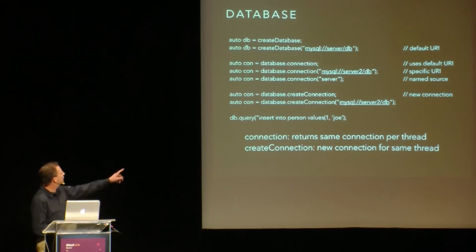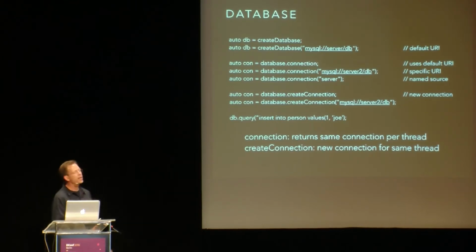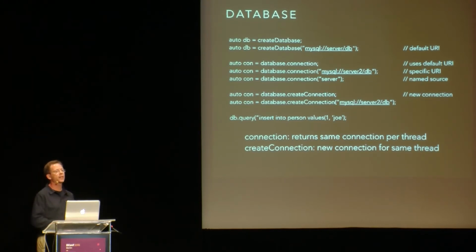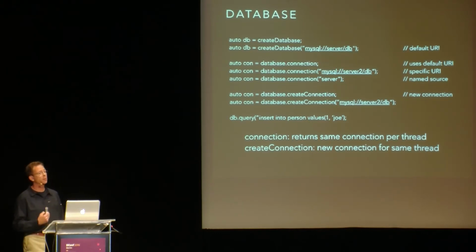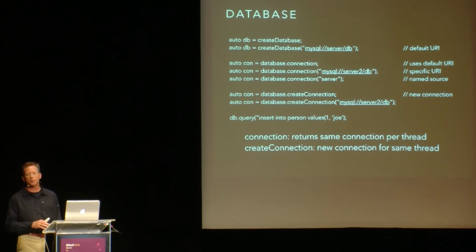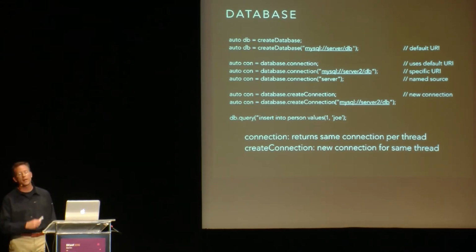I should mention here, when you say connection, you're getting a connection, but if you're on the same thread, you're going to get the same connection back, and that's something that you probably want. However, if you need to get multiple connections on your thread, then you call create connection. So you have the ability to do either. Also, the database is responsible for connection pooling, so if you are on different threads, it's going to pull them out of a connection pool.